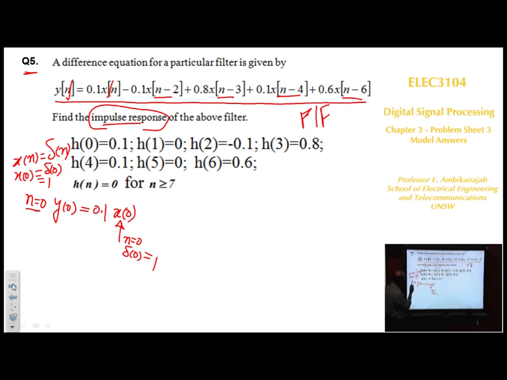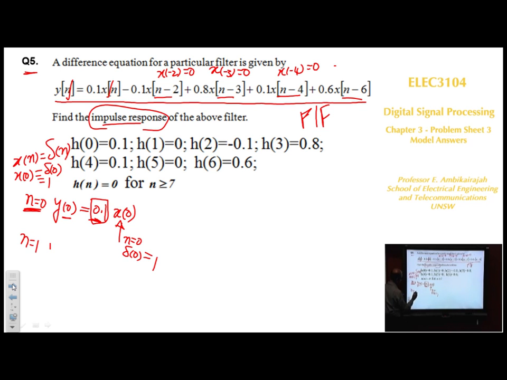So you can see at n equals 0, you get the first value, which is 0.1. x[n-2], x[n-3] are previous values. When you say the system is an initially relaxed system, then these will all be 0. x[-2] will be 0, x[-3] will be 0, x[-4] will be 0, and so on. Initially relaxed system. So you get the first value, y[0], is 0.1.